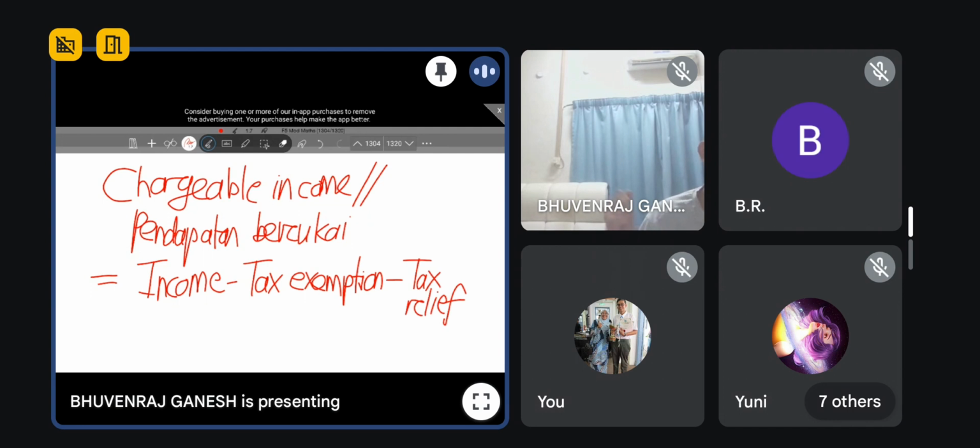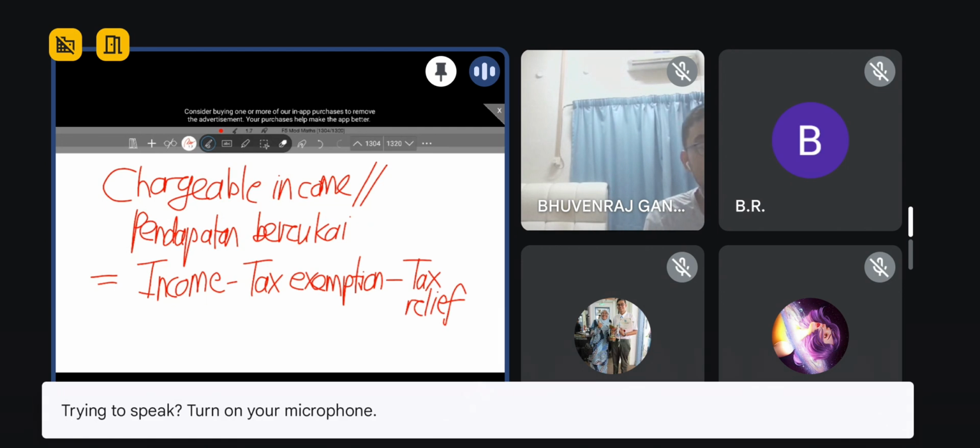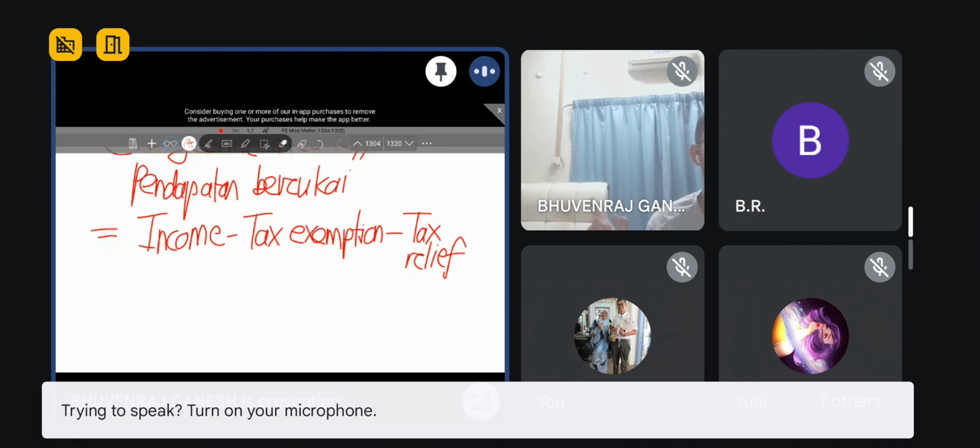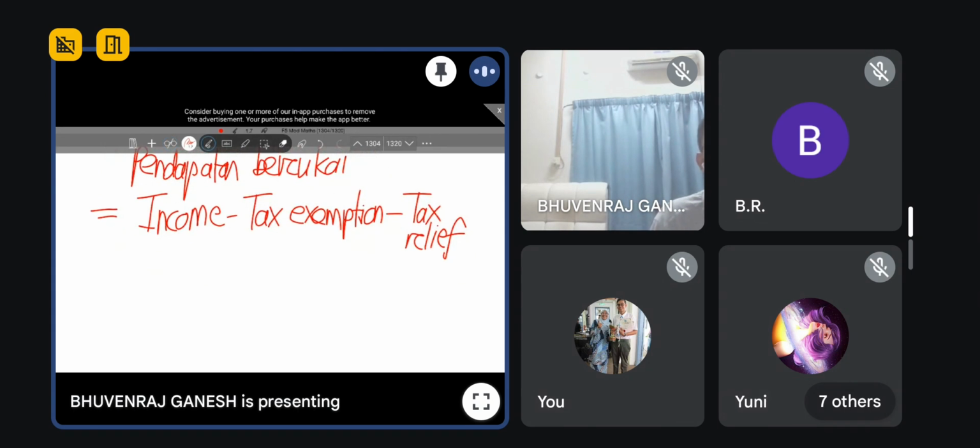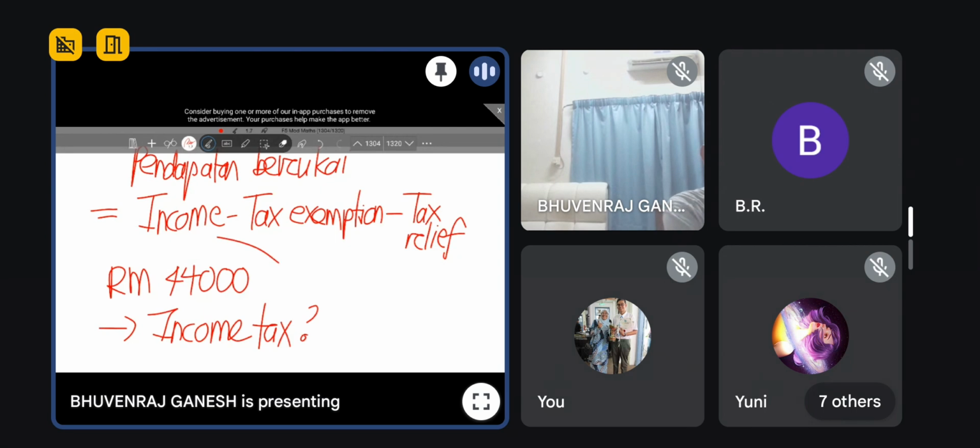Okay, so yeah, this is the main thing that we learned that day, perkara asas, how to count the chargeable income. Okay, so now let's say we already get the value. Okay, let's say our chargeable income is 44,000. Katakanlah pendapatan bercukai kita 44,000. So guys, what is the next step? If I want to count the income tax, kalau saya nak cari cukai yang saya perlu bayar, what should I do with this value? Apa saya kena buat dengan nilai ni? Can anyone tell? That you all learned so far.